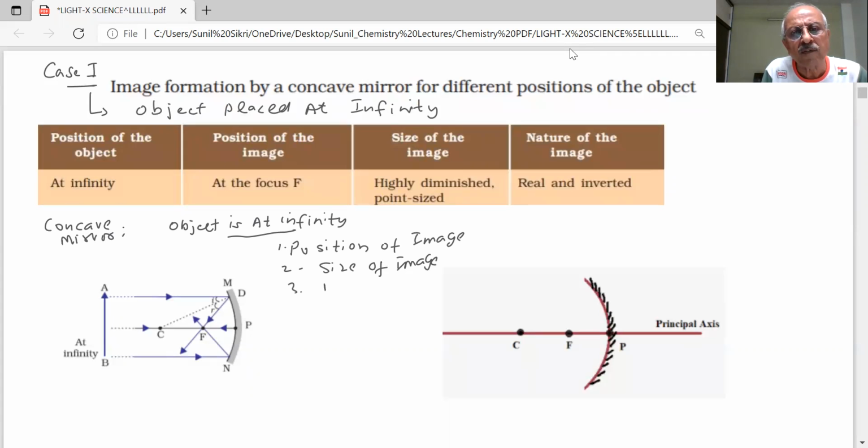And third, the nature of the image. These are the three things which we want to find out. Am I right? Tell me. Yes, sir. Okay. Now, as I said, an object will be taken like this.